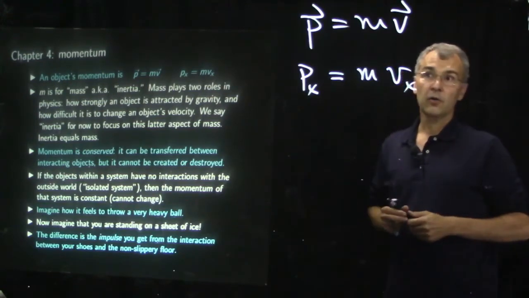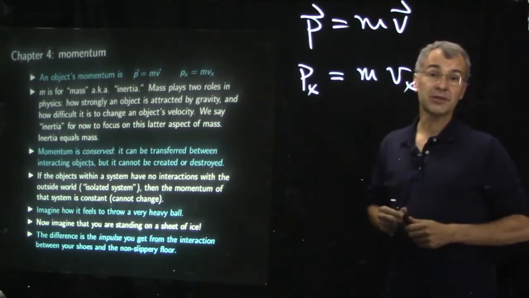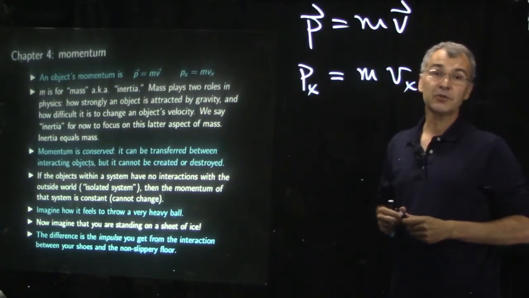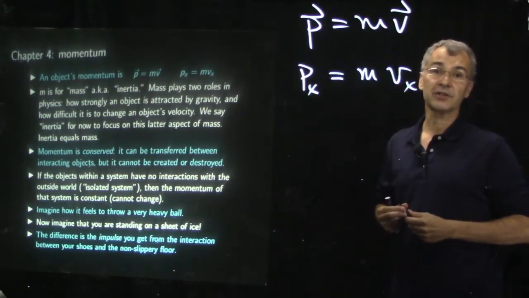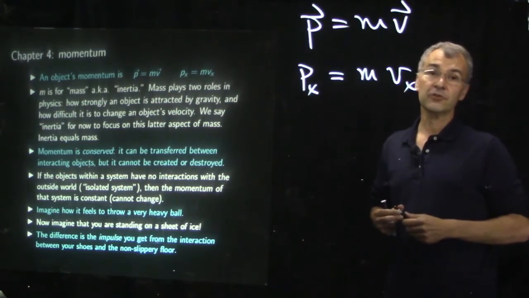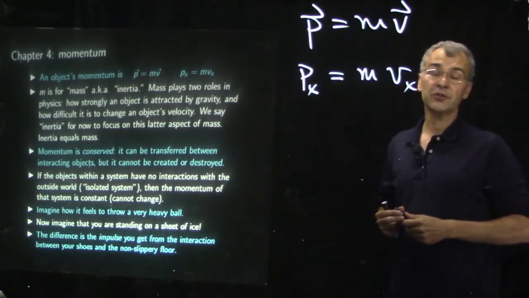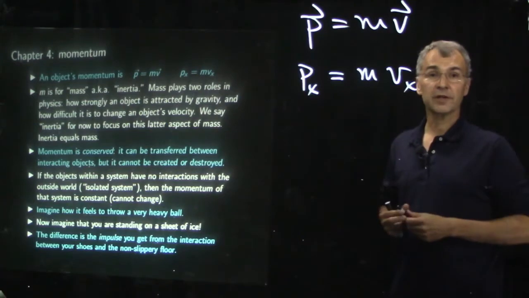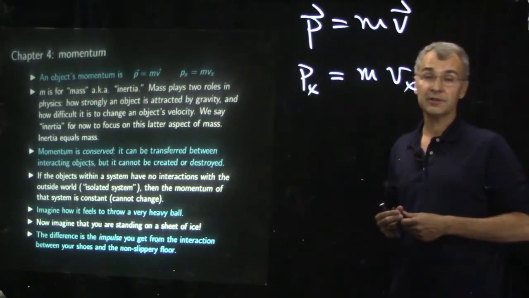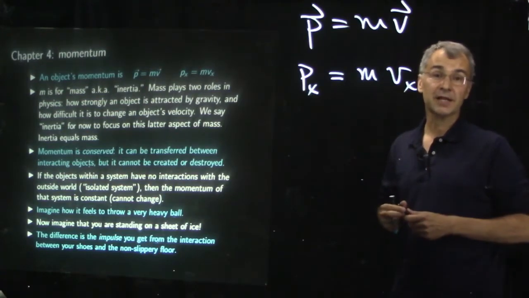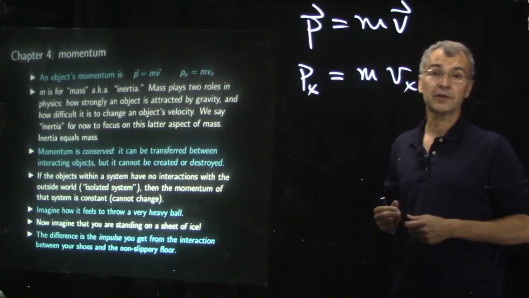The reason we're talking about momentum is that momentum is a conserved quantity. This is a hugely important idea in physics, the idea of a conserved quantity. A conserved quantity can be transferred from one object to another, but it can never be created or destroyed. It can't appear out of nowhere or disappear into nowhere.